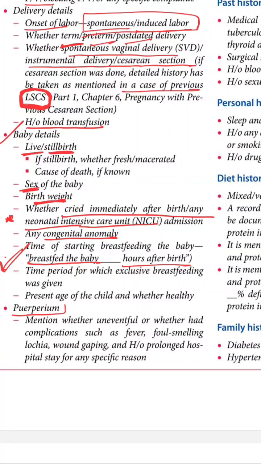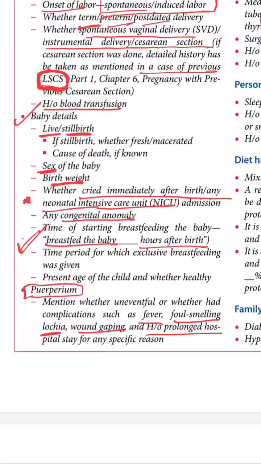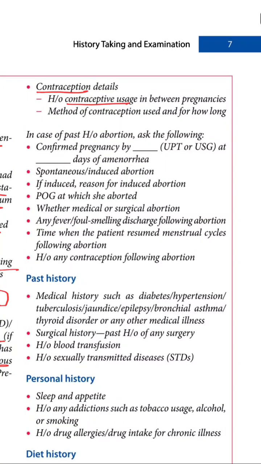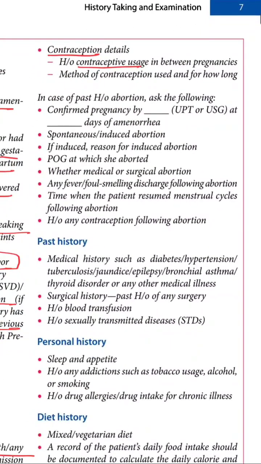Next, coming to puerperium. Puerperium, I already told, is the period from the delivery up till 6 weeks after delivery. So mention whether uneventful or whether had complications such as fever, foul smelling lochia, wound gapping, history of prolonged hospital stay for any specific reason. Then contraception details like history of contraceptive usage in between pregnancies, method of contraception used and for how long.